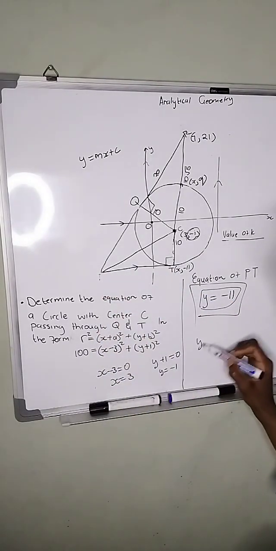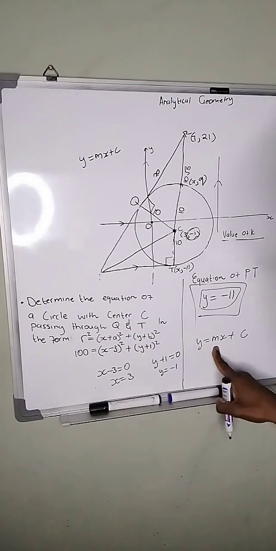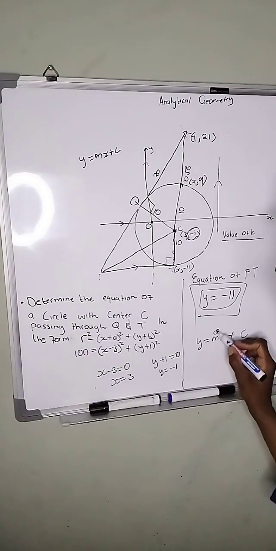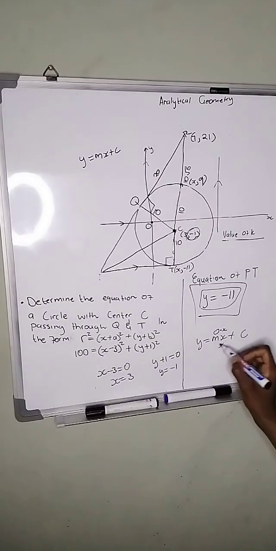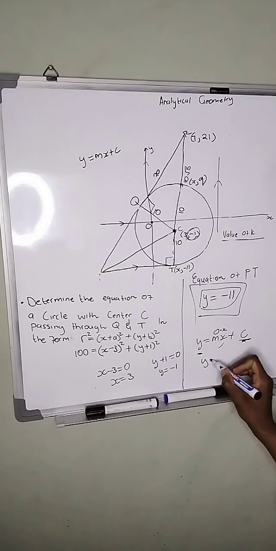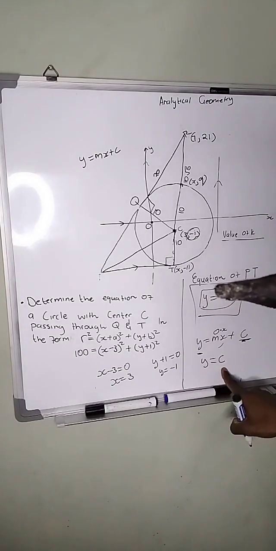I can't say y is equal to mx plus c. My gradient is 0. So if I enter 0 multiplied by x plus c, this y is going to be equivalent to my y-intercept. So hence my y is going to be equal to c. And what is the value of c here?